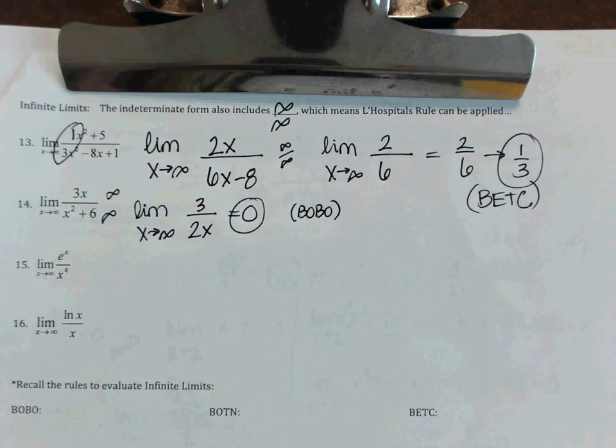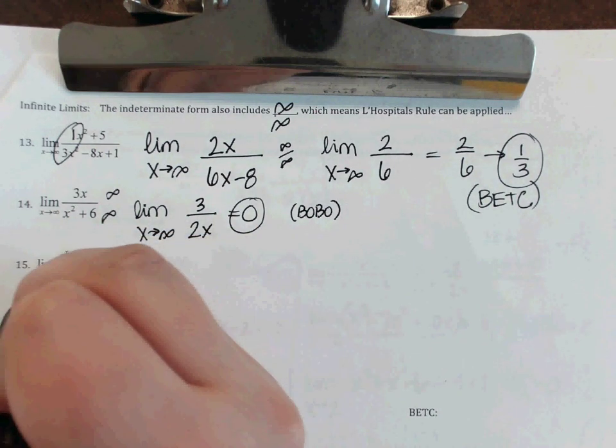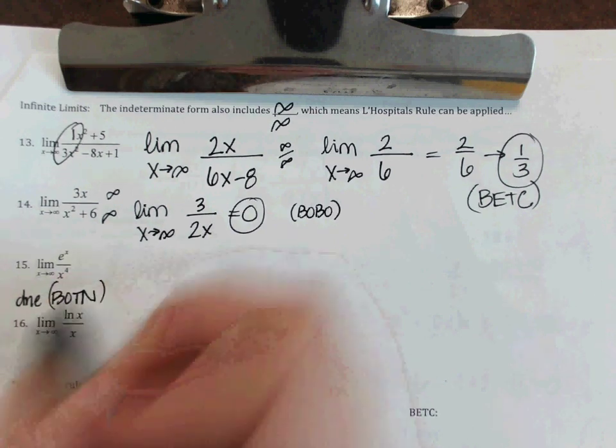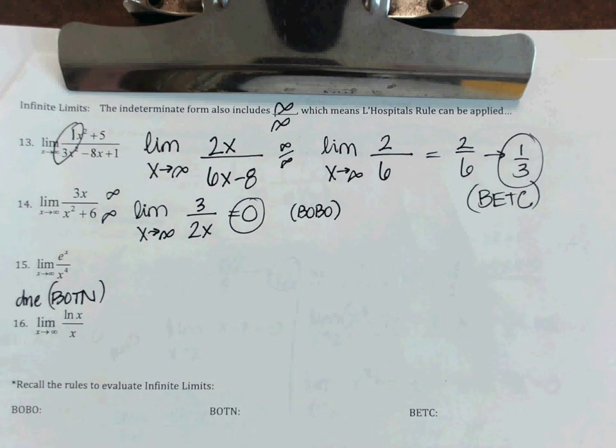Okay, next one, number 15. Look at it. Even on the free response, they wouldn't give you this, just because you wouldn't have to show any work. Look at 15. What's automatically the answer that you already know? So this is going to be DNE because it's a bobo. I already know that. But we're pretending like we don't know, and we're going to do L'Hopital's rule over and over again.